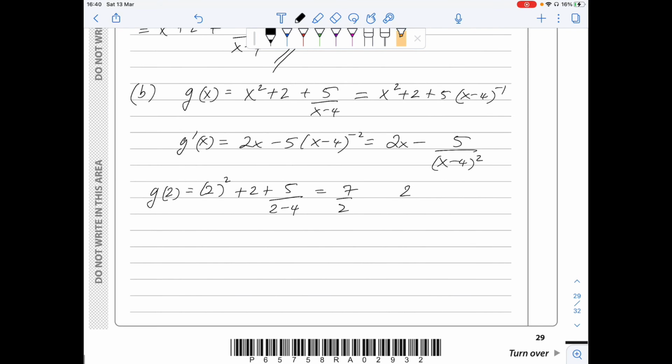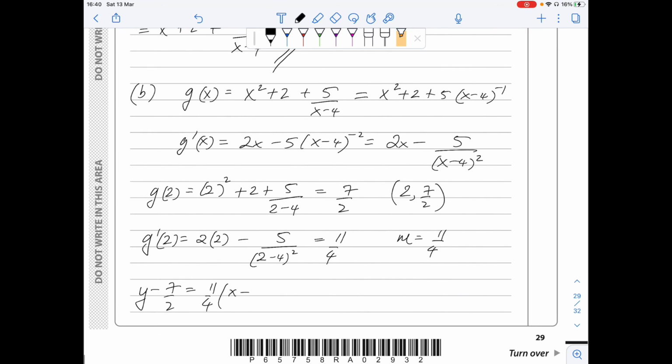So my coordinates are (2, 7/2). g'(2) is equal to 2 times 2 - 5/(2 - 4)², which is 11/4. So my gradient is 11/4. So now I can write y - y1 = gradient times (x - x1). If I rearrange this, I get y = (11/4)x - 2.